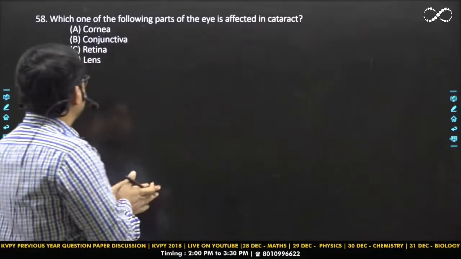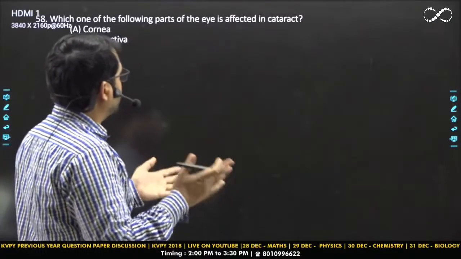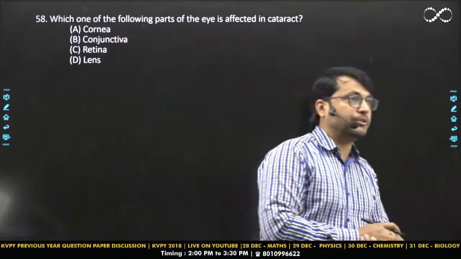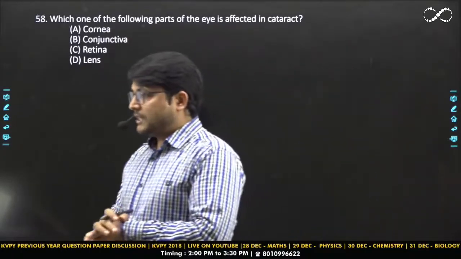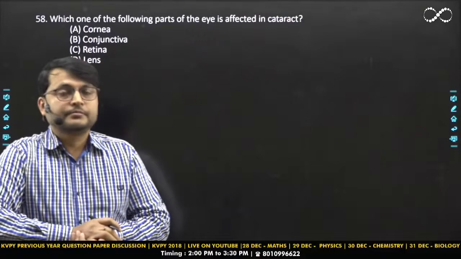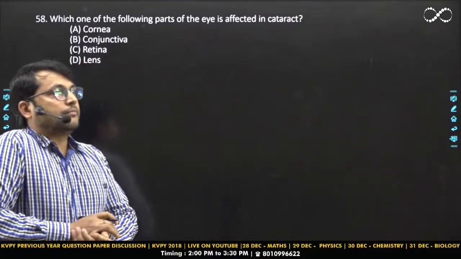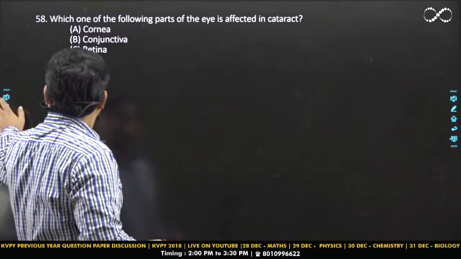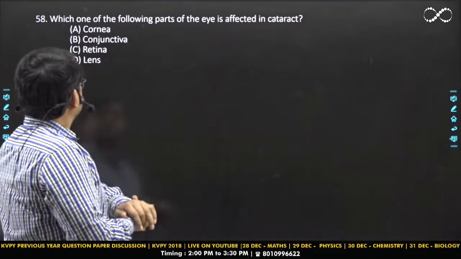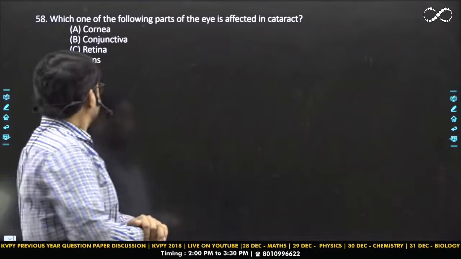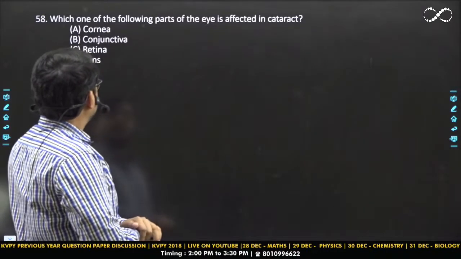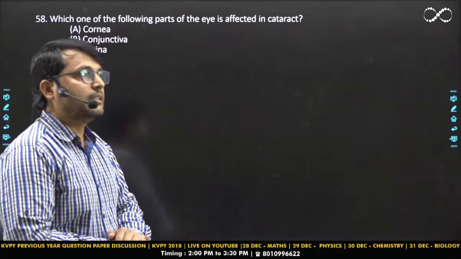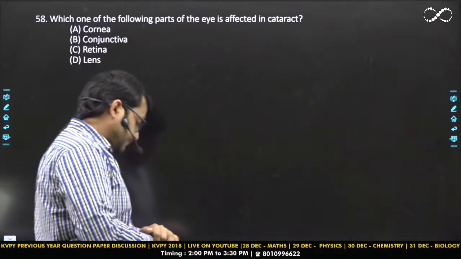Now this question is, which one of the following parts of the eye is affected in cataract? Again, a very straightforward question. Can we have the answer, please? The options are cornea, conjunctiva, retina, lens. Akhil is saying D, lens.